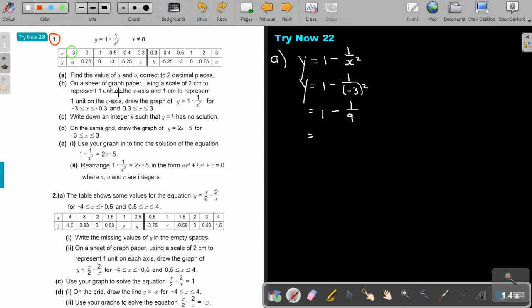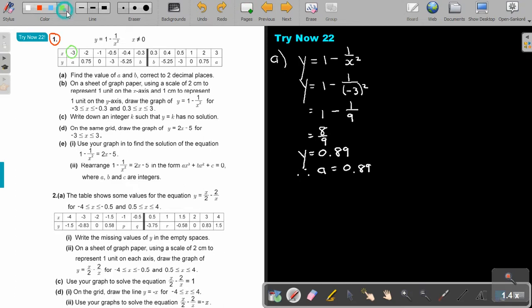And they said find the values correct to 2 decimal places. So if I simplify that, it's going to be 8 over 9, but they wanted a decimal. So if I make it 2 decimal places, 0.89, but don't forget, therefore, A is equal to 0.89. Okay. And if I do the next one, I just want to check quickly something.